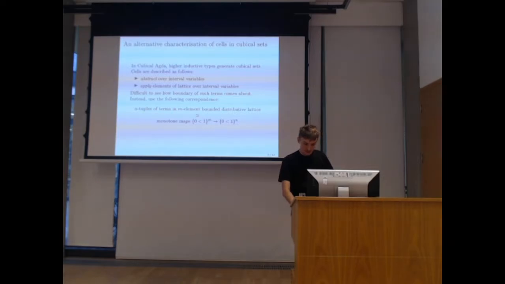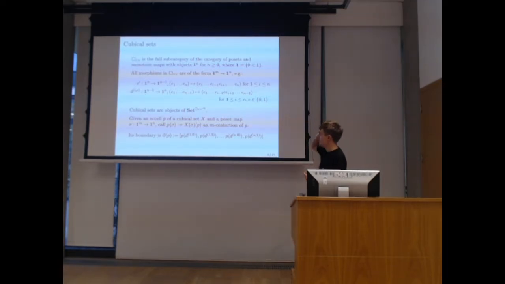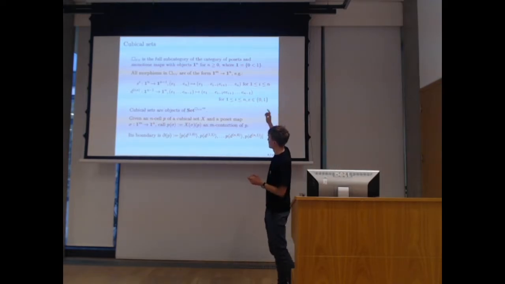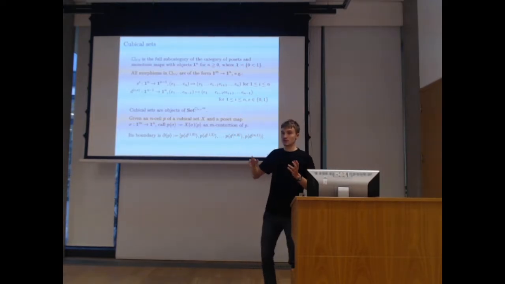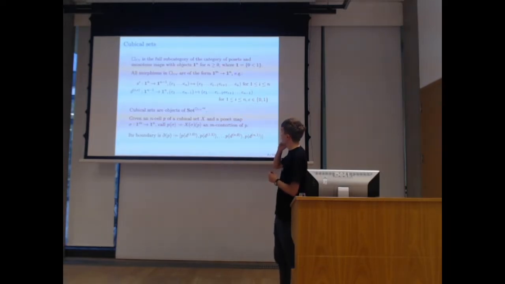So let's make this more precise. Cubical sets are usually defined as presheaves over some base category. The base category we'll consider is the Dedekind cube category with this formulation. You could well have used the lattice formulation, but we'll use this poset map formulation.